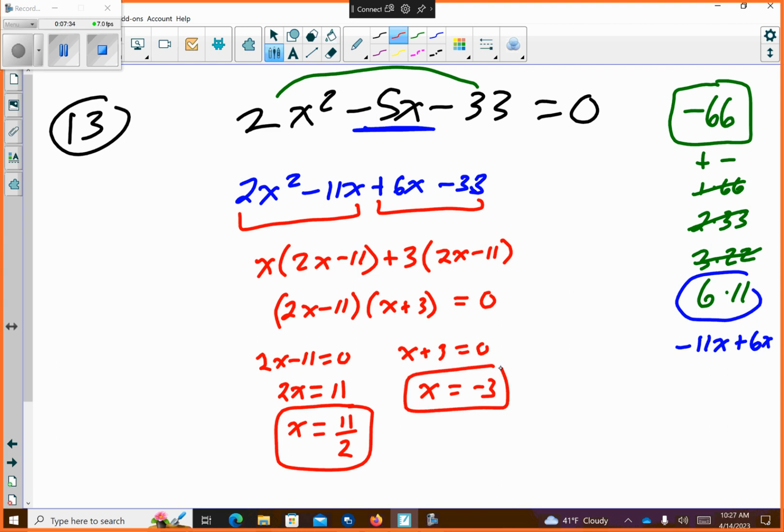Now, friends, if we had plugged this into the quadratic formula and you didn't make any sign errors, these are what your two answers would be. But the reason I chose doing it this way is if I plug this into the quadratic, I'm going to get x equals negative 5 plus or minus the square root of negative 5 squared minus 4 times 2 times negative 33, all over 2 times 2. This, to me, has error written all over it because there's a lot of places you could definitely make an error.